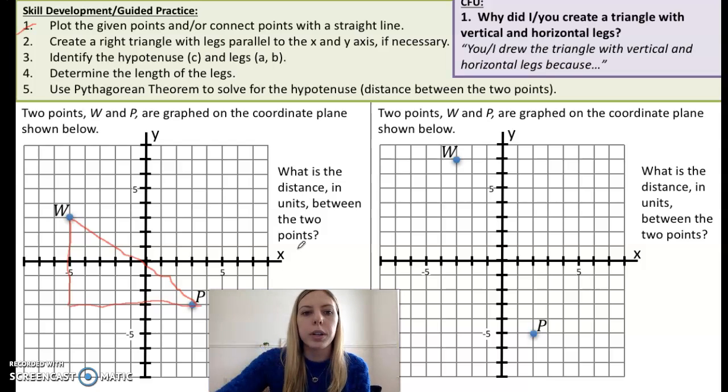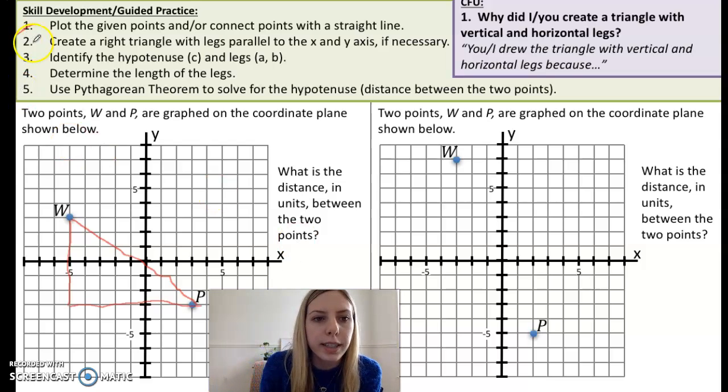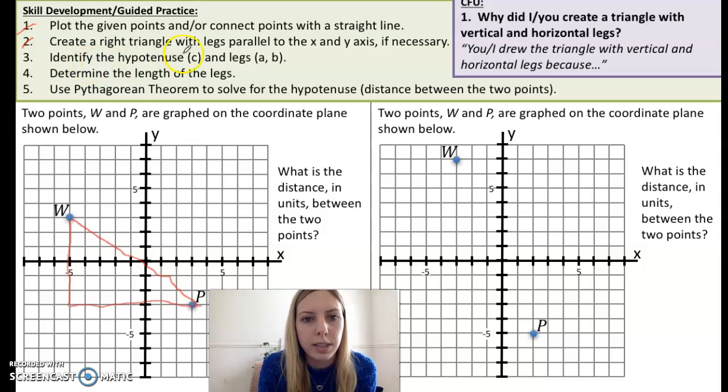All right, so now we're going to work on step number 3. Now we're going to go back to our steps and we're going to read this together. So just follow along, reading with me out loud or in your head is fine. So step number 3, identify the hypotenuse C and legs A and B.